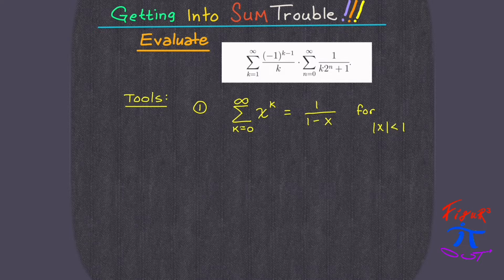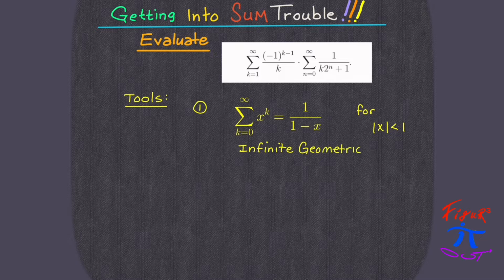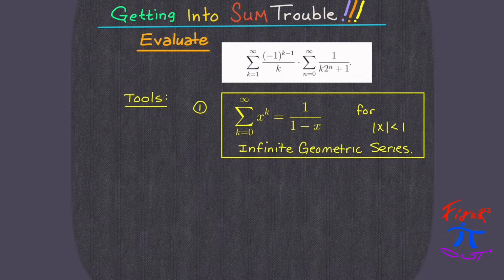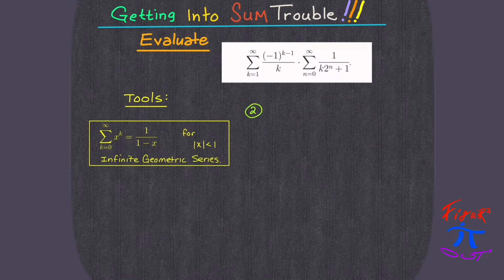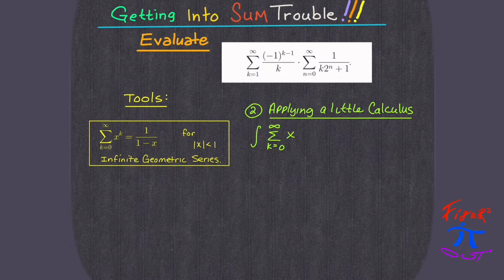An infinite geometric series will converge to 1 over 1 minus x when the absolute value of x is less than 1. So this is a very powerful tool in evaluating infinite series. Next, we're going to apply a little calculus, that is integral calculus, to that infinite geometric series. Consider integrating that infinite geometric series with respect to x.